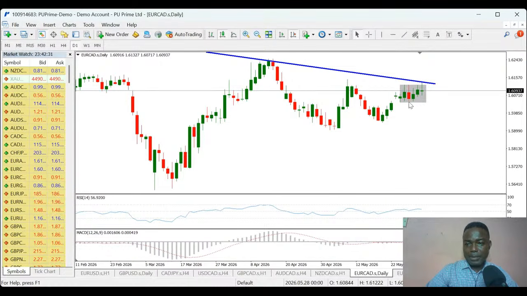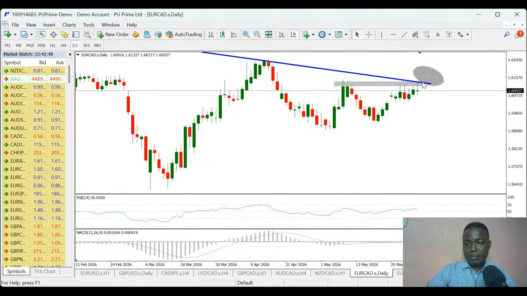But let's look at this further. You can extend this to actually also form a resistance on the daily time frame. So we have a confluence zone where the trend line and the resistance meet. And we also have a rejection candle at that point that indicates a potential bearish movement on the Euro card.